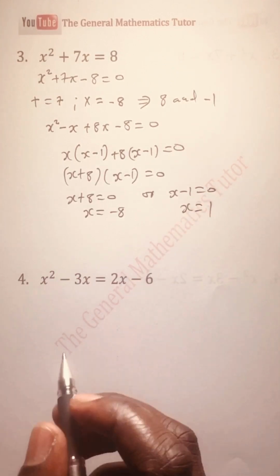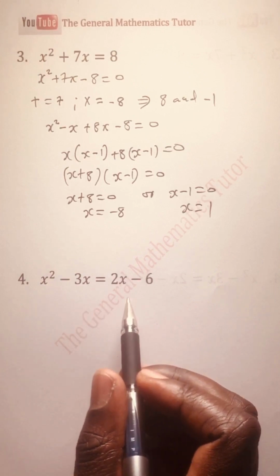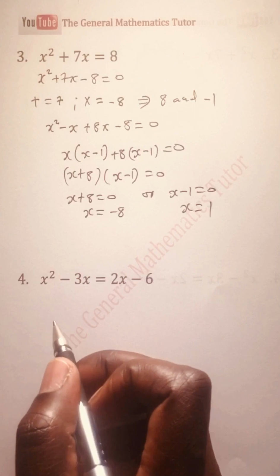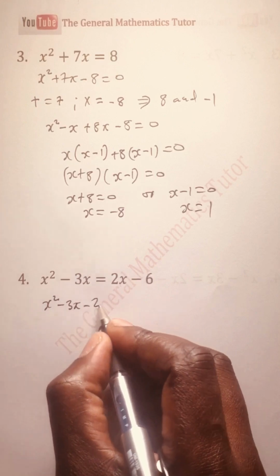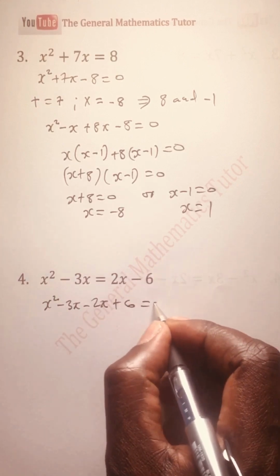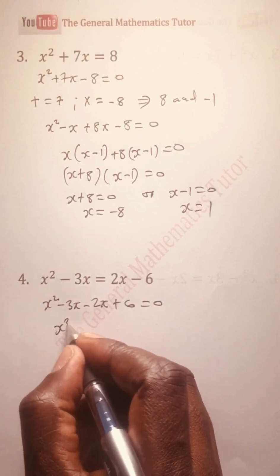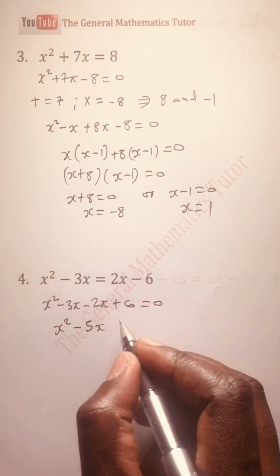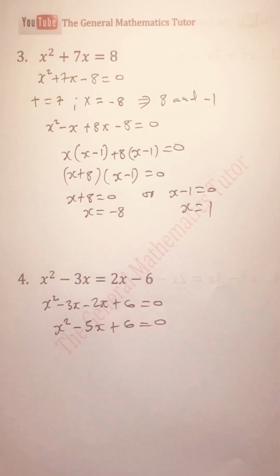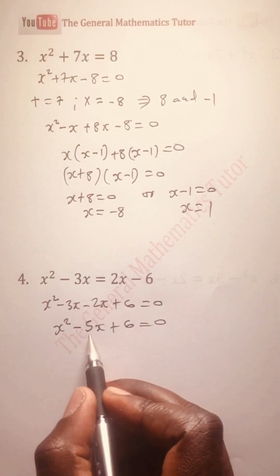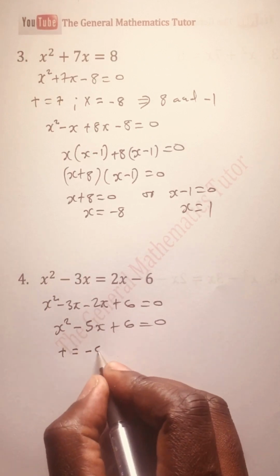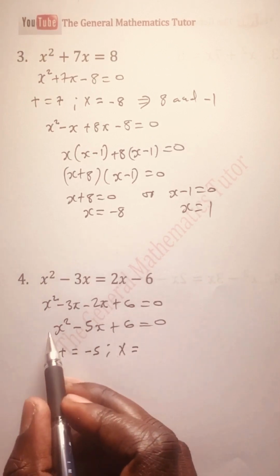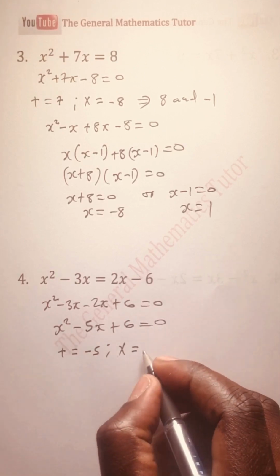Number 4, x squared minus 3x is equal to 2x minus 6. So just write this in a standard form. It will be x squared minus 3x minus 2x plus 6 is equal to 0. So that will be x squared minus 5x plus 6 is equal to 0. So now it is in standard form. So all we need to do is look for two numbers whose sum is the same as b, and our b in this case is negative 5. So the sum should be the same as negative 5, and the product should be the same as 1 times 6, that is a times c, which is just 6.